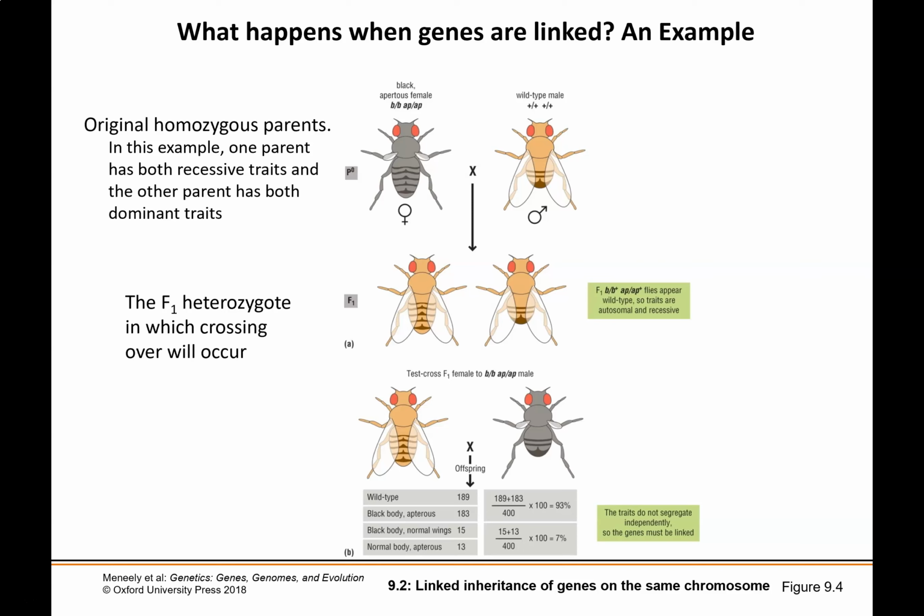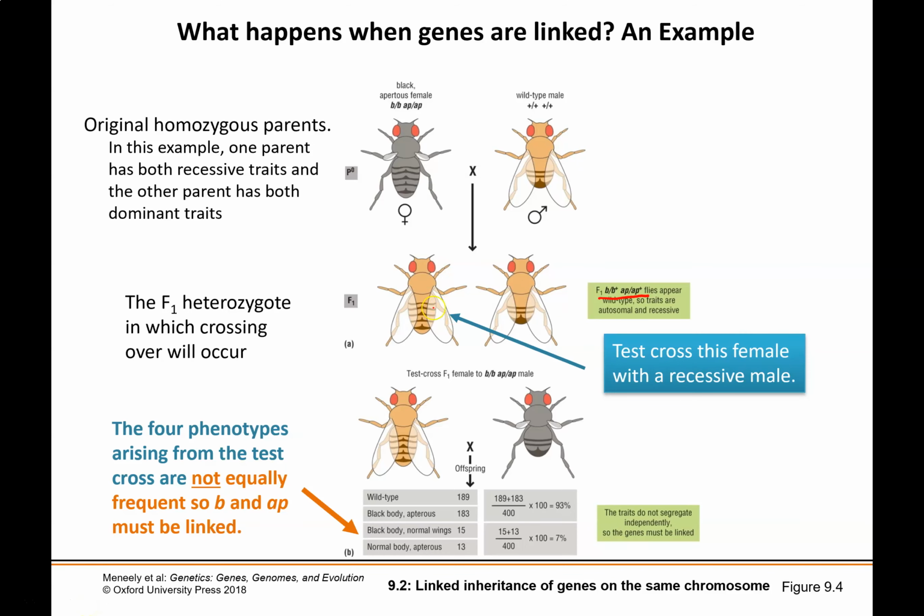F1 generation is going to be heterozygous. You can see that right here. And then we are going to test cross this female with a homozygous, so this female here, or this type of female. I'm sorry, that arrow's in the wrong place. The arrow should be here. We're going to test cross this F1 female with this homozygous recessive male.